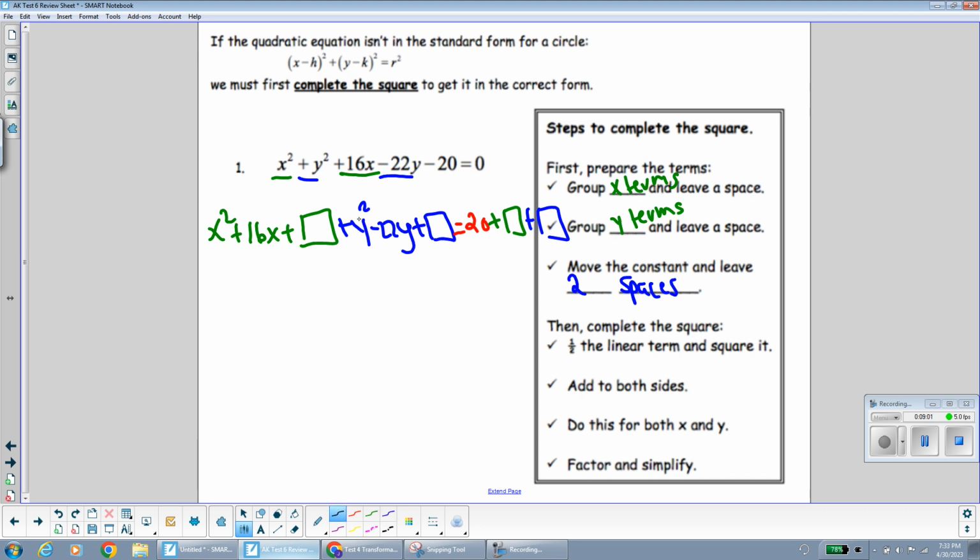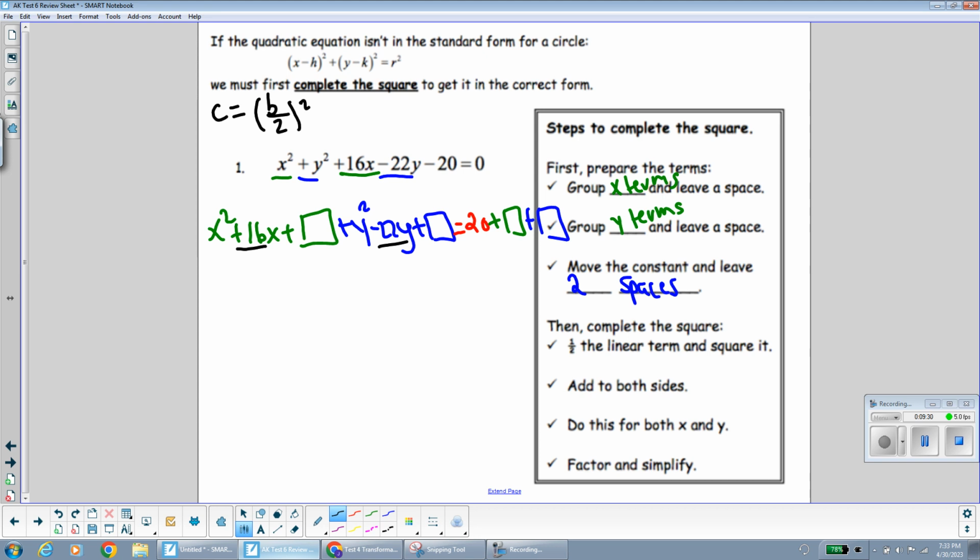Now, to find the term that completes the square, we call that the C term, A, B, C. So to find that C term, that constant that completes the square, we have a formula that we use, and that is that C is equal to B over 2 squared. So this is our A term. Our B coefficient here would be the 16. This is our A term. Our B coefficient here would be negative 22.